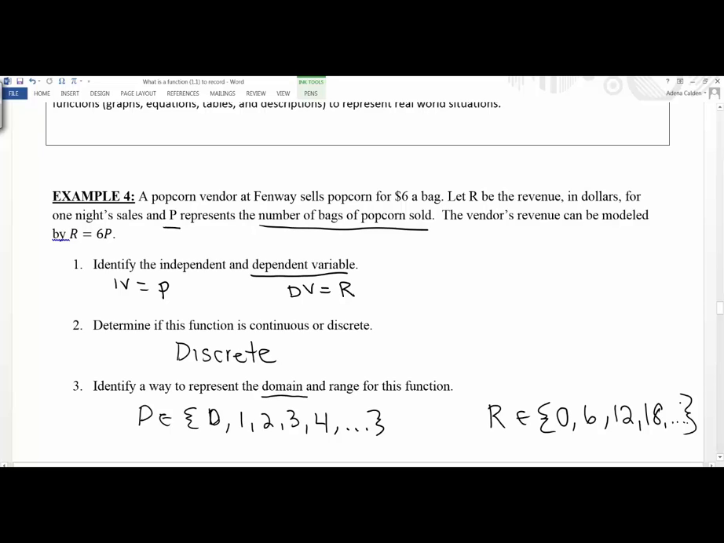And again, I was taking those P values and plugging them into the function R equals 6P, because that was the function that modeled our situation here. So we can take these real-world problems and still talk about the types of things we were talking about before in terms of functions.